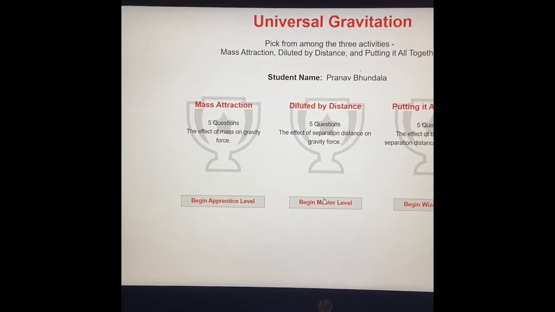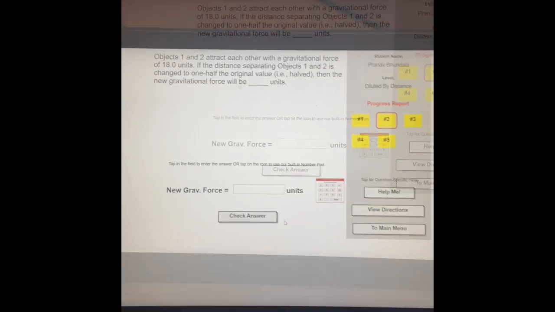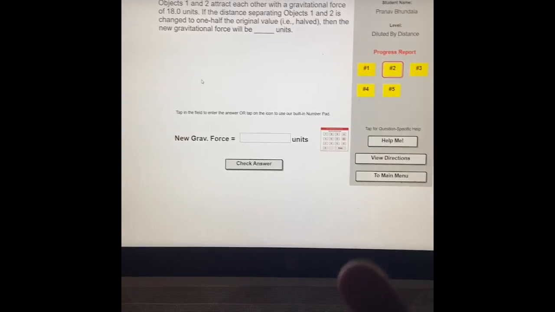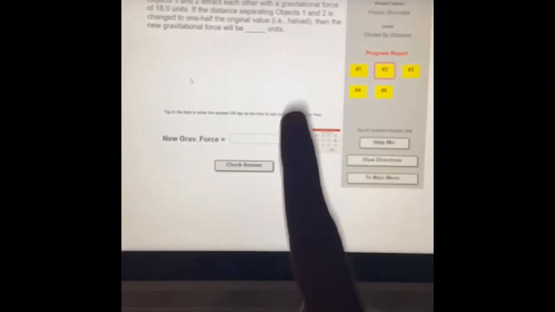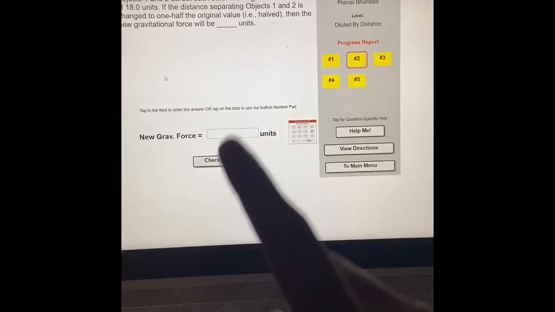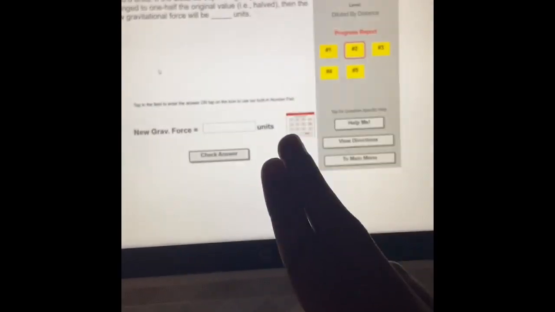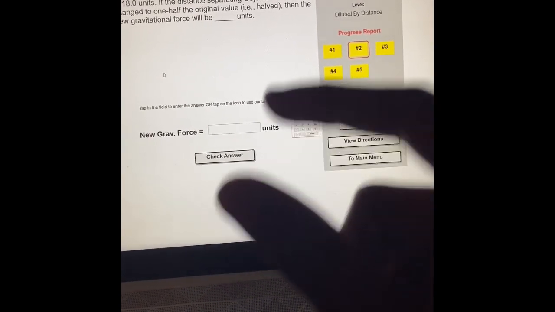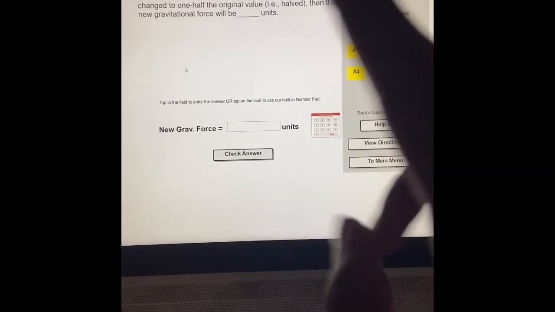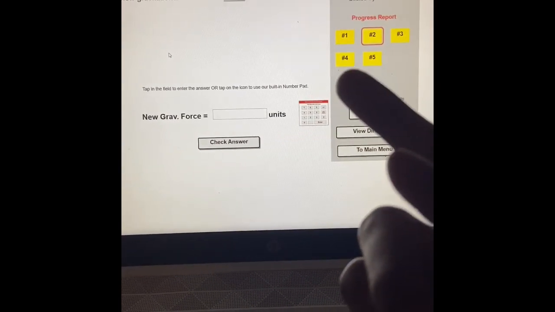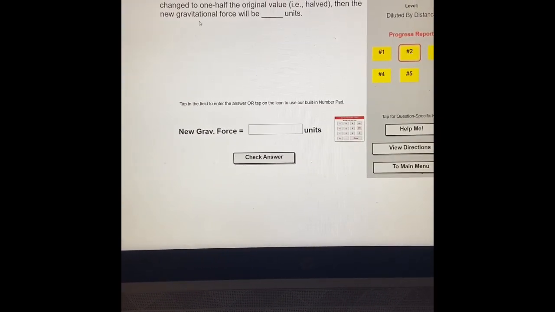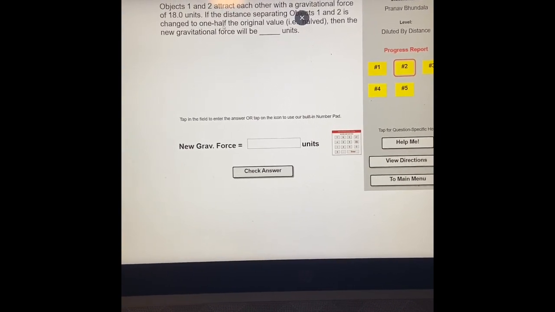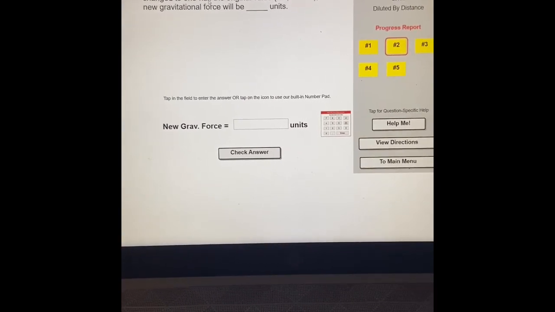Let's move into distance. When distance comes into play, two things change. One thing to keep in mind is that the relationship between distance and gravitational force is inverse. As the distance decreases, gravitational force increases. The second thing to note is that it is exponential. So in this case, the distance is 1/2 the original value. That means the gravitational force is doubled, but since it's exponential, it's by a factor of 4.